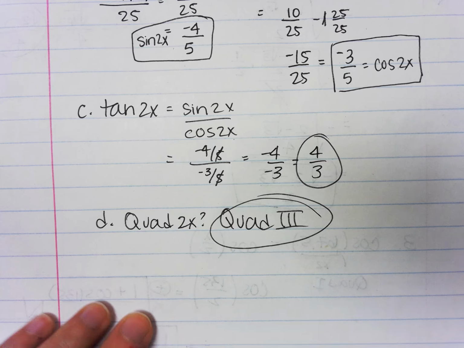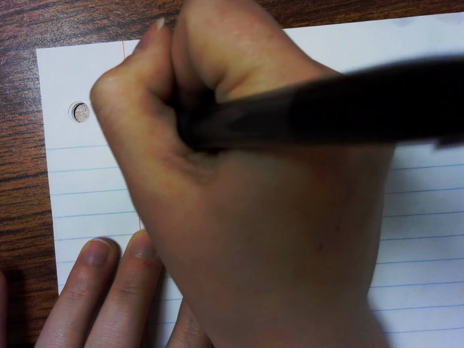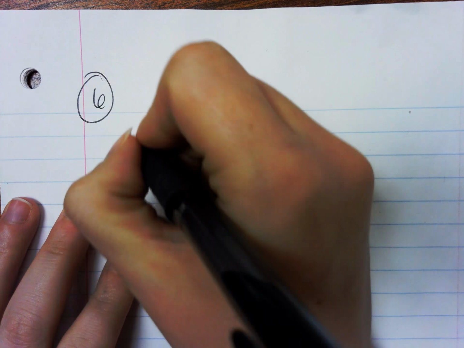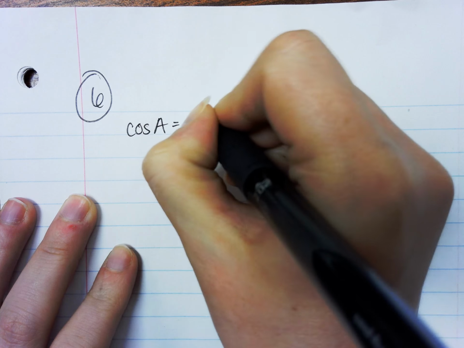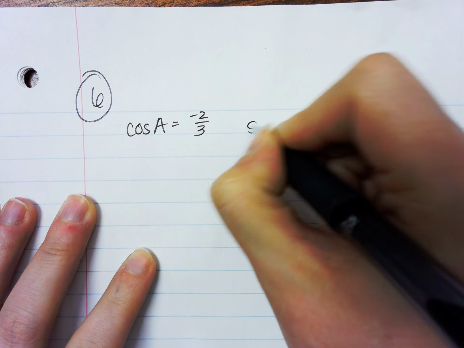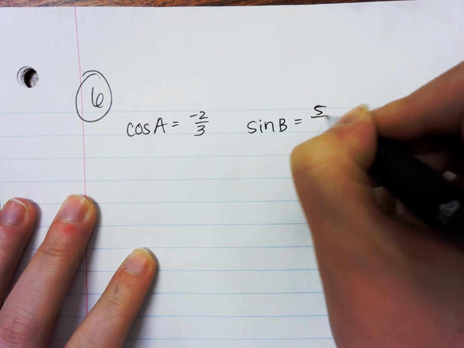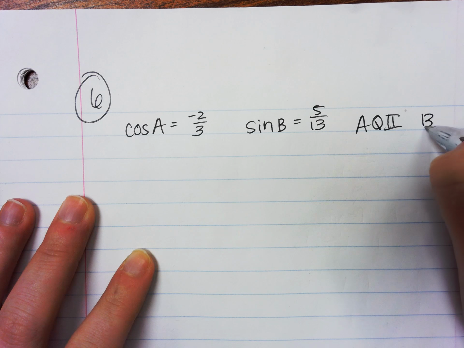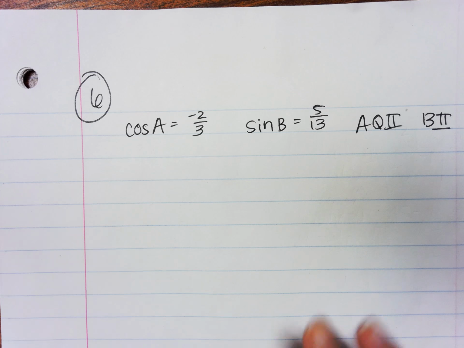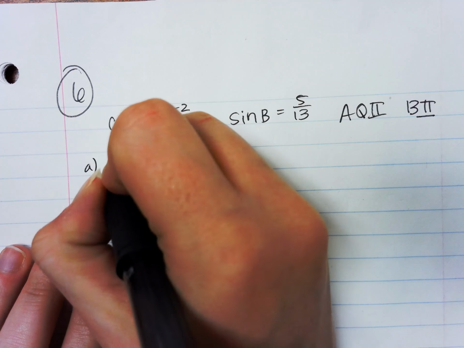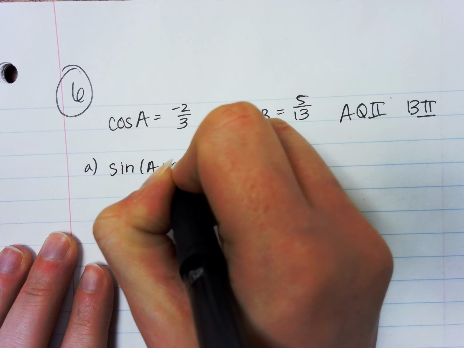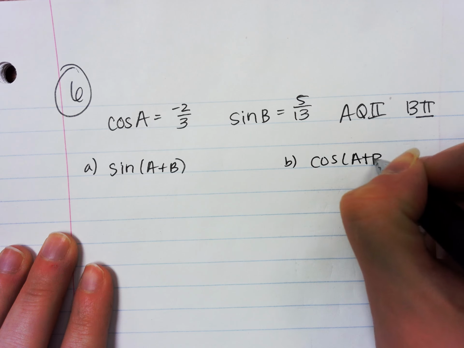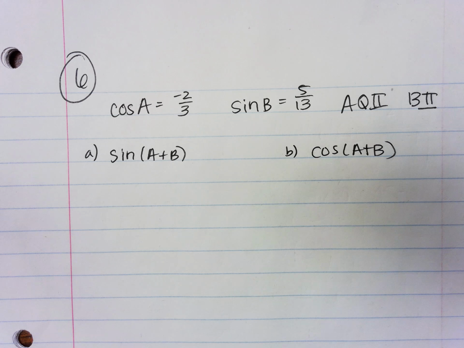Okay, we're going to do number 6, or station 6, whatever you want to call it. It gives you the cosine of A is negative 2/3, and the sine of B is 5 over 13. It says that A is in quadrant 2, B is in quadrant 2, and you're trying to find sine of A plus B, cosine of A plus B, tangent of A plus B, and the quadrant of A plus B.